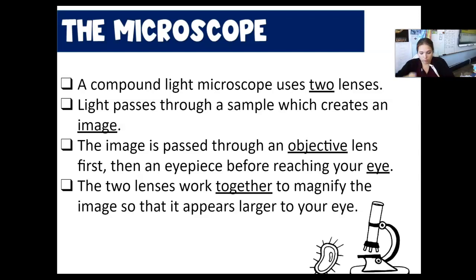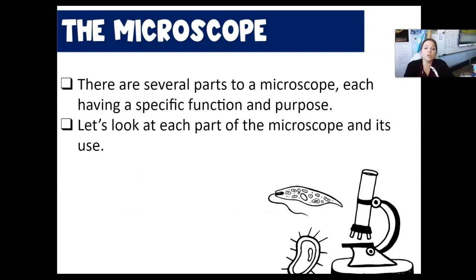So the light from the bottom, you see it comes right back up to your eye. The two lenses work together to magnify the image so that it appears to be larger to your eye, and you can see smaller things. There are several parts to a microscope, each having a specific function and purpose. Let's look at the parts of the microscope and how they're used.